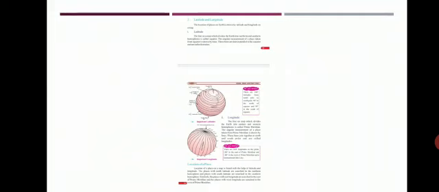Longitude and latitudes. Now we are going to understand what longitude and latitudes are. If you want to know the exact location of a place, we need latitude and longitude.